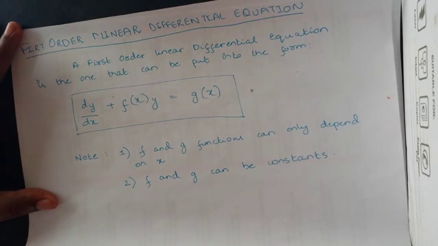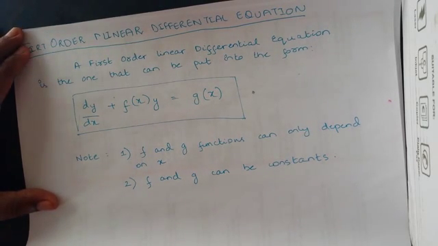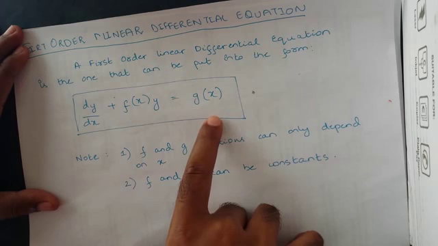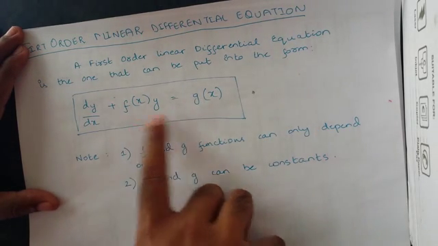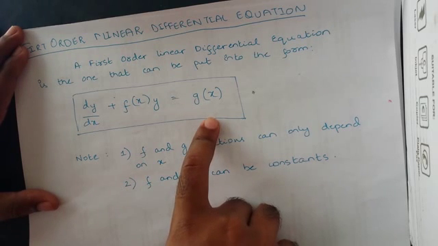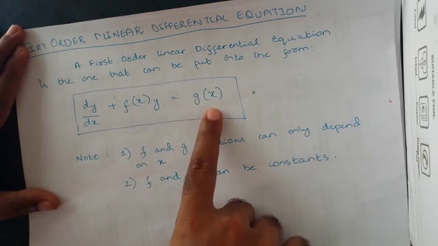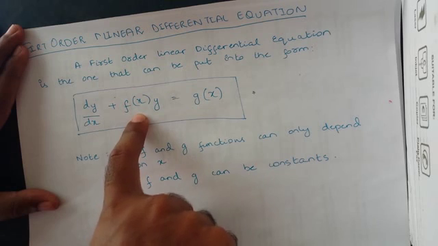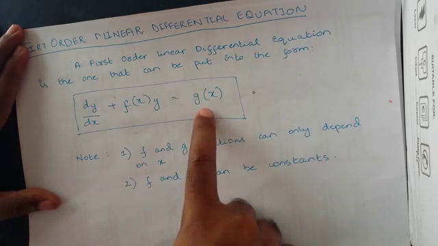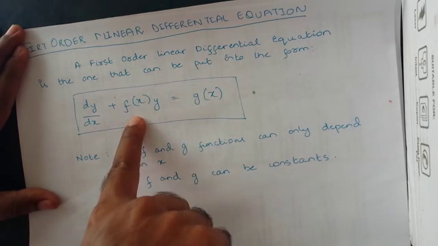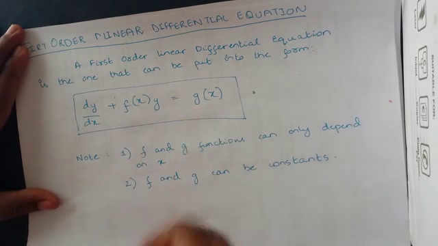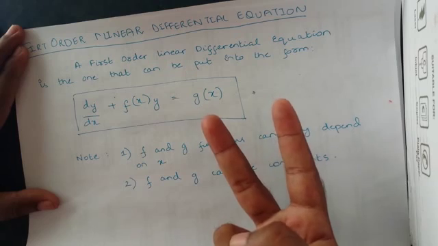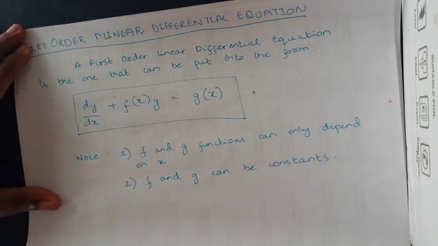A first order linear differential equation is one that can be put into the form dy over dx plus f of x times y equals g of x. Please note that f(x) and g(x) can only be functions of x, or they can be a constant. For example, you can have a constant number like 3 here, or a constant like 2 over here. So the f and g functions can only be functions of x or constants. Alright, let's move on to our example problem so that we can understand this concept further.